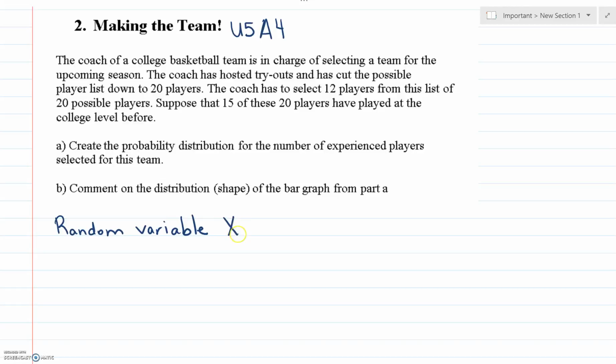Now that being said, can you tell me what exactly we're looking for in that table? The experienced players. That's right. And I wouldn't just write experienced players. I would put, what would I put in front of it? Not just experienced players. I don't want their names. I don't want how tall they are. What do I want? The X or the random variable? I want the number of experienced players. Okay. Number of experienced players.